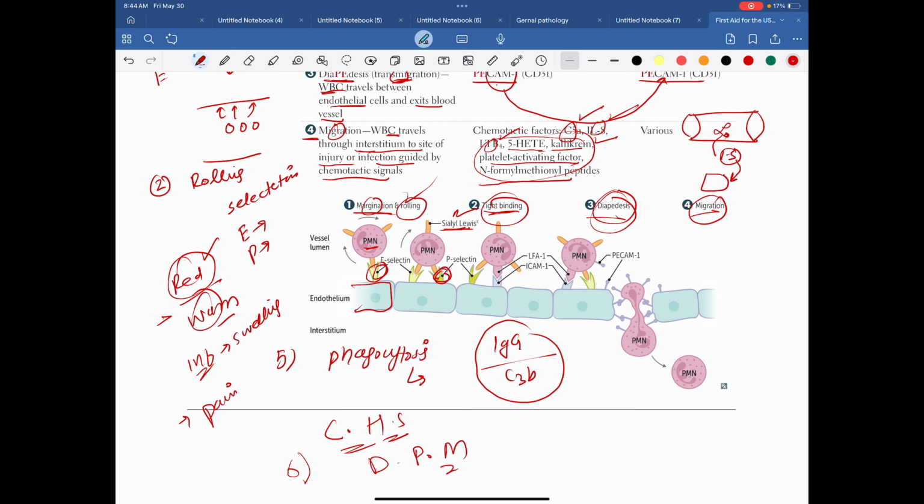Then fever is also very important. They can ask in the exam what kind of prostaglandin produces the fever. Prostaglandin E2 basically raises the temperature set point in the hypothalamus. That's why we have fever in inflammation. So these are the important points in the case of inflammation.